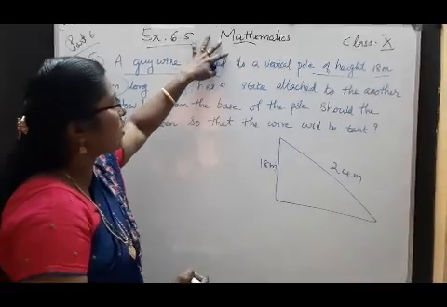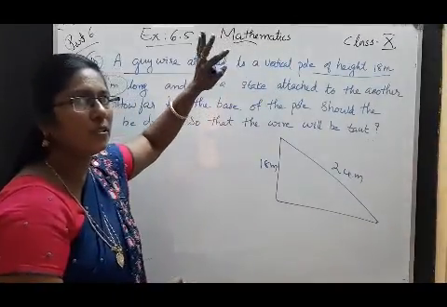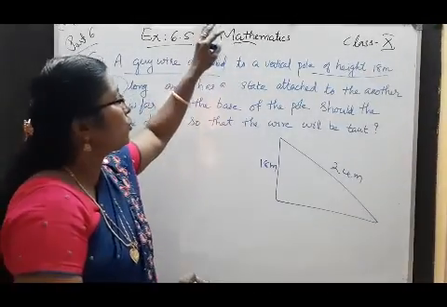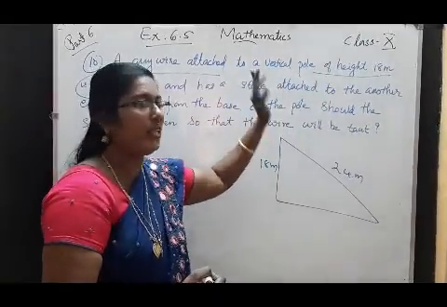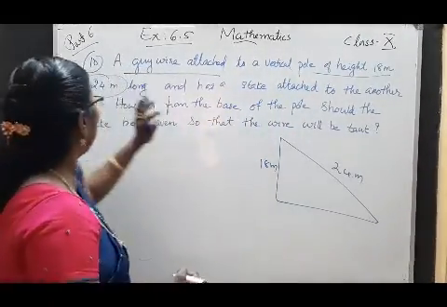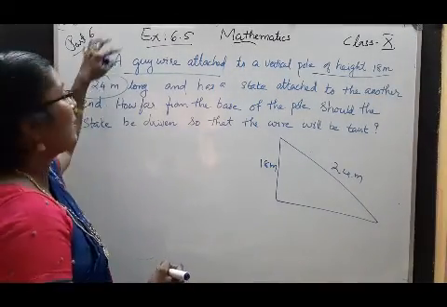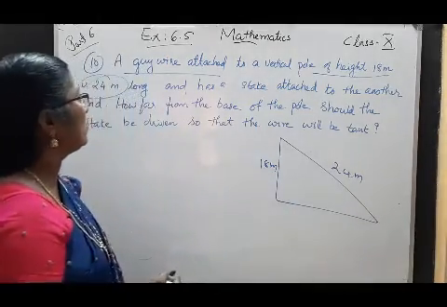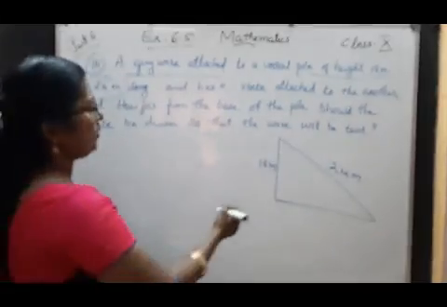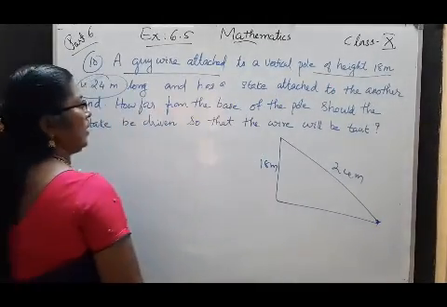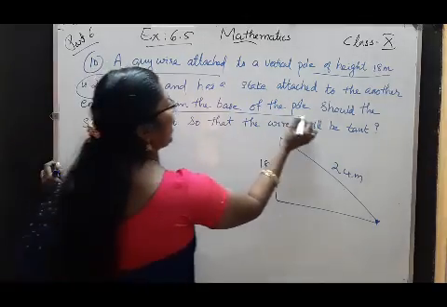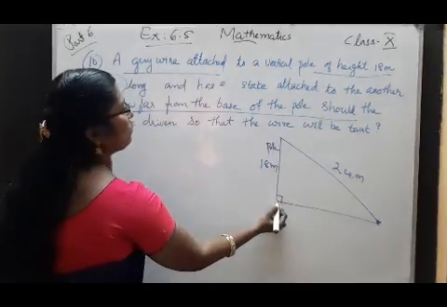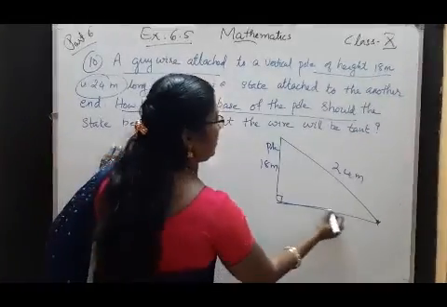A guy wire attached to a vertical pole. The first wording says about the guy wire, attached to a vertical pole of height 18 meter. The height of the pole is 18 meter and this is the guy wire. The length of the guy wire is 24 meter and it has a stake attached at the other end. This is attached. Then our aim is to find how far from the base of the pole. This is the base of the pole. This is the pole.